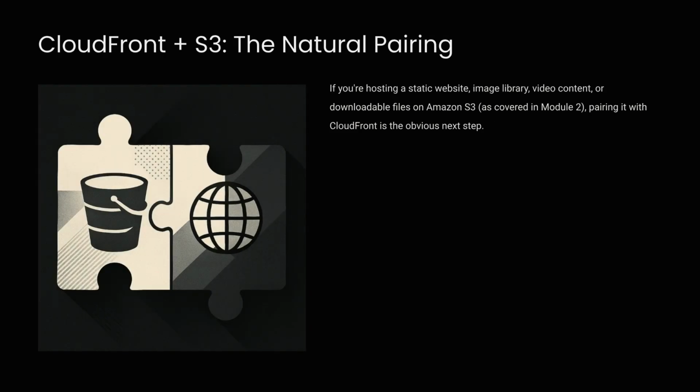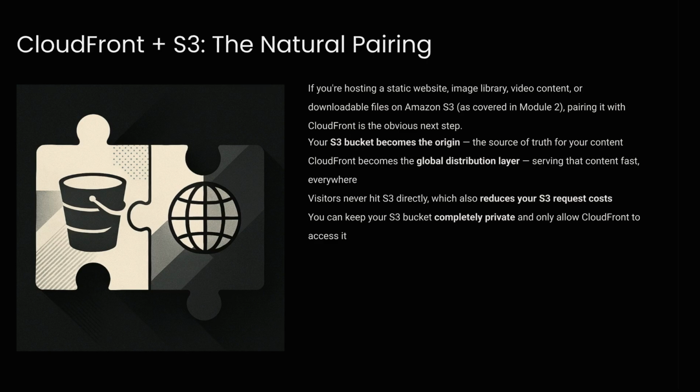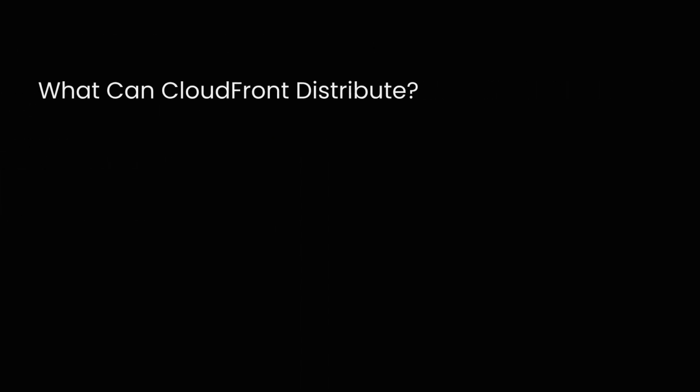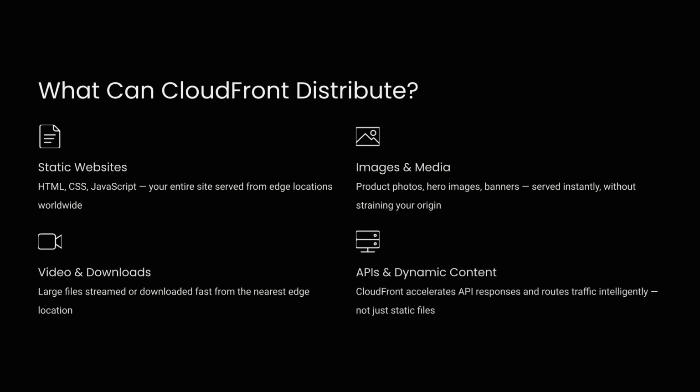CloudFront and S3 are a natural pairing. Your S3 bucket acts as the origin, while CloudFront is the global distribution layer. This setup reduces S3 request costs and allows you to keep your S3 bucket completely private. CloudFront can distribute a variety of content. This includes static websites, images and media, large video and download files, as well as APIs and dynamic content.